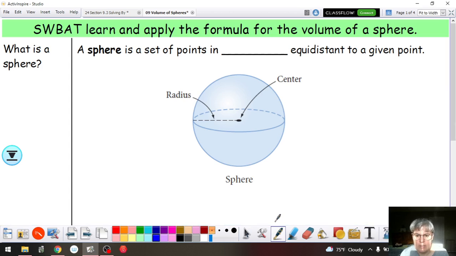A sphere is a set of points in space. Once we're talking three dimensions, we're no longer talking about a plane or a flat surface, but about space. So a sphere is a set of points in space equidistant to a given point, where a circle is a set of points in a plane equidistant from a given point that we call the center. A sphere is in three dimensions. It still has a center like a circle, and still has a radius like a circle. That equidistance from a given point is the radius.